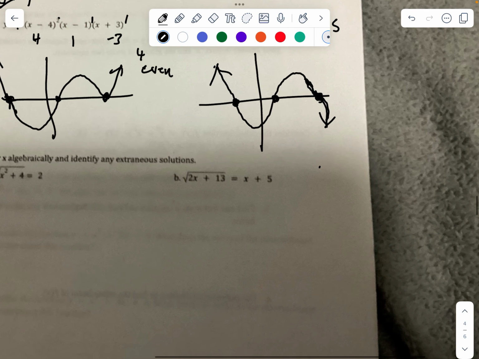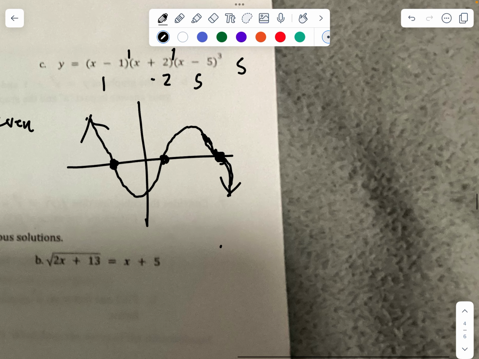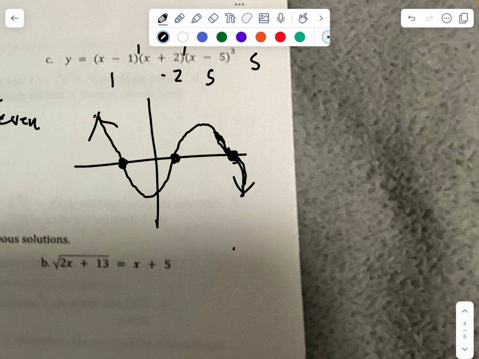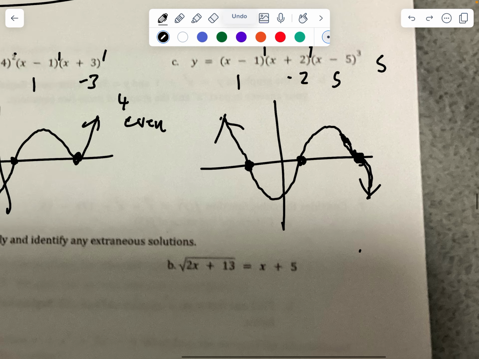Pretty easy to draw graphs. If they ask you for the y-intercept, all you gotta do is plug in the points to your calculator. Or you can just plug in a number. You plug in 0 for x, multiply out all the roots, and then you'll get what y equals.